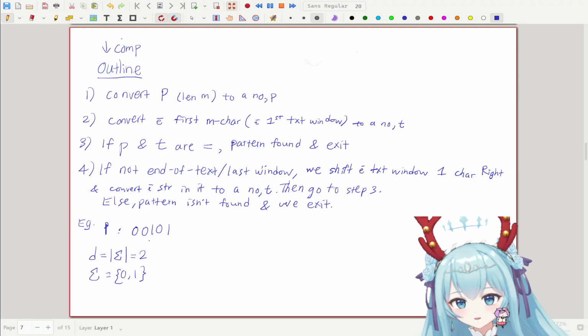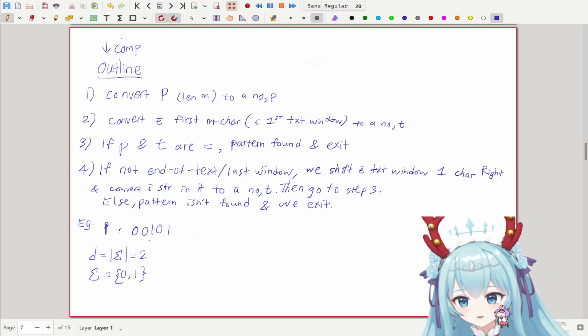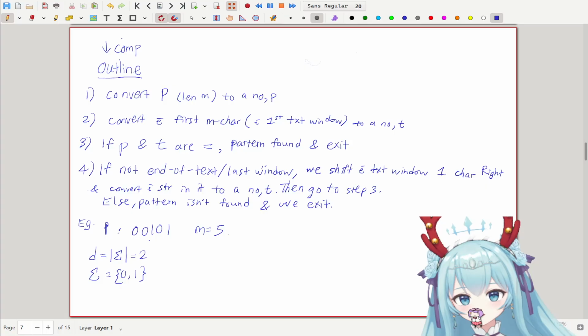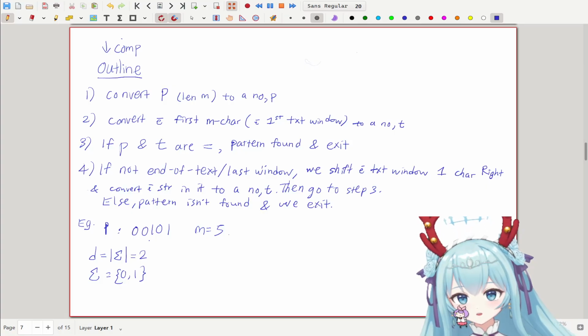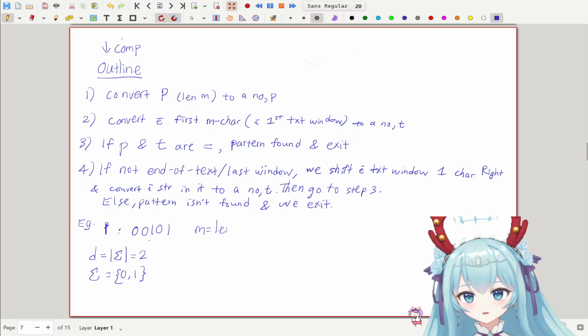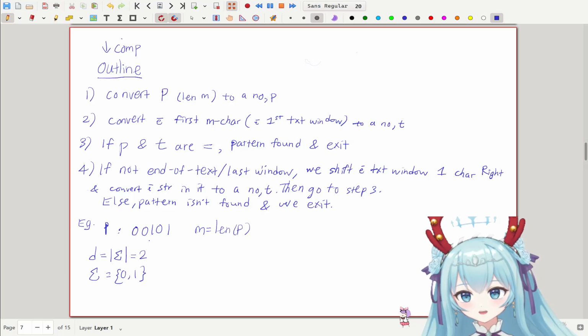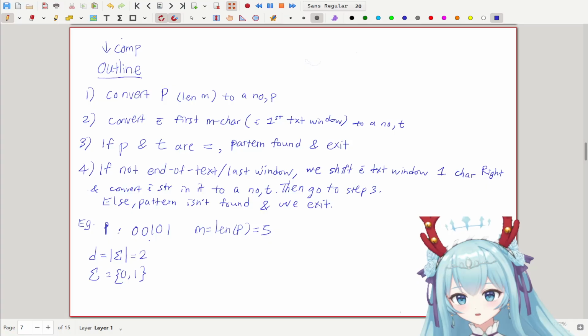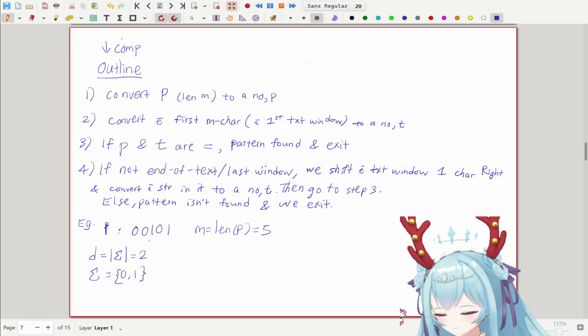In this case over here, m is equal to the length of p, which is equal to 5.